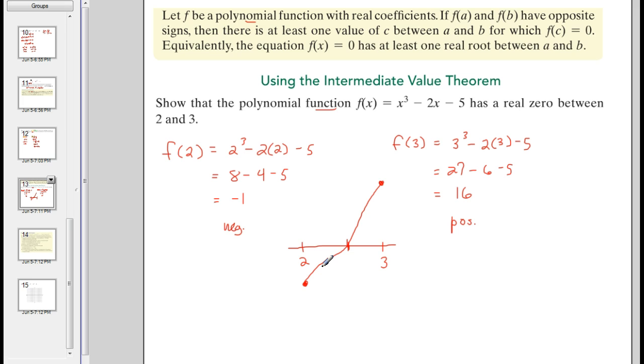It's just existence. Then there is at least one. It doesn't tell you what it is. It's just that there exists some number between there that gives us 0.